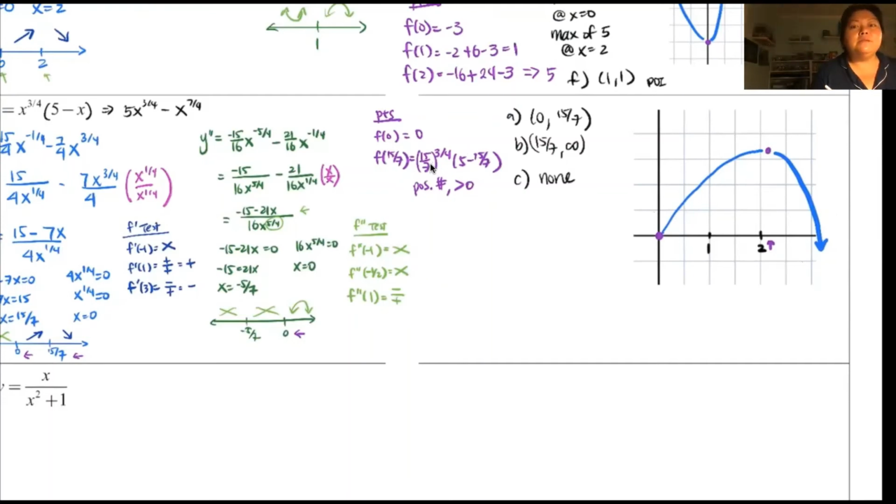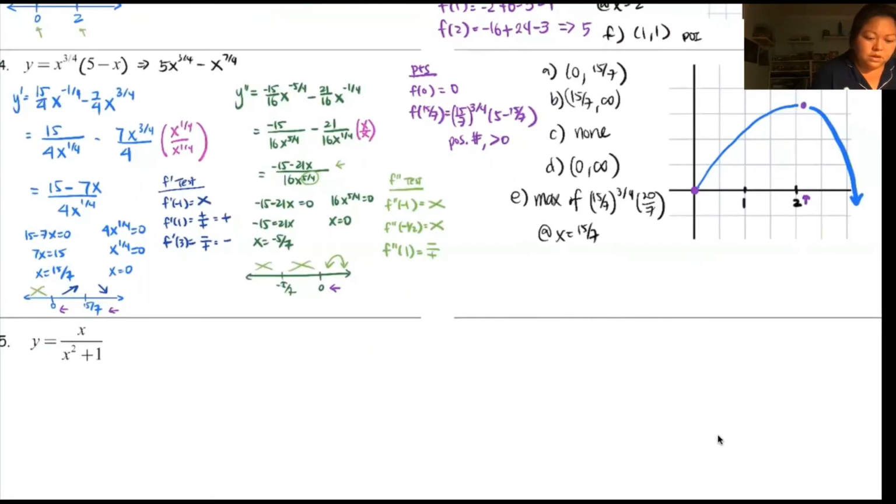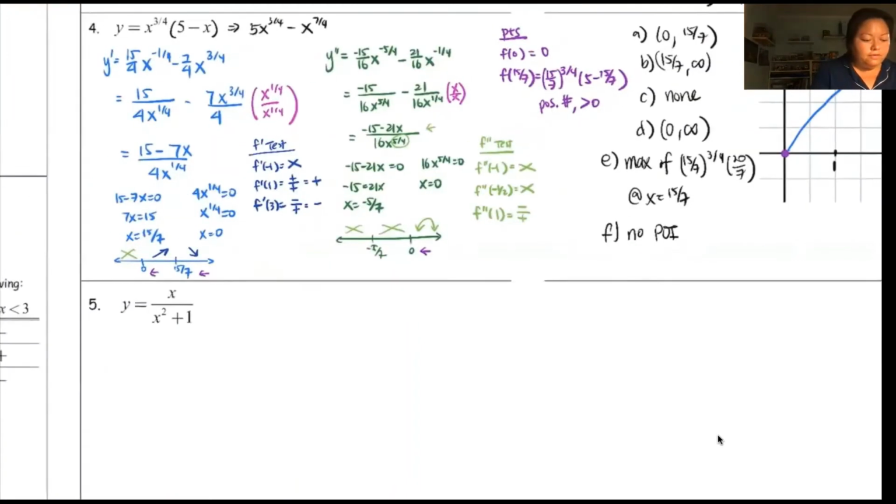So 5 times 7 is 35. 35 minus 15 is 20. So 20/7 at x equals 15/7. That's my y value. And then last but not least, we're looking for the point of inflection. There is none because the concavity doesn't change. So no POI. There's no point of inflection. That's it for number 4.